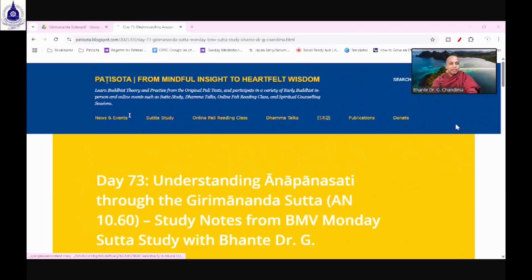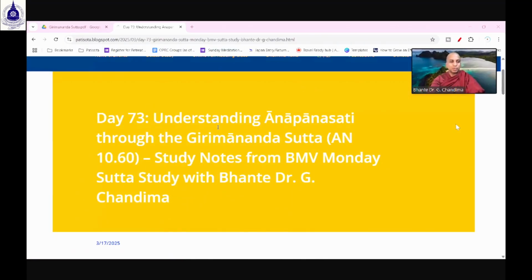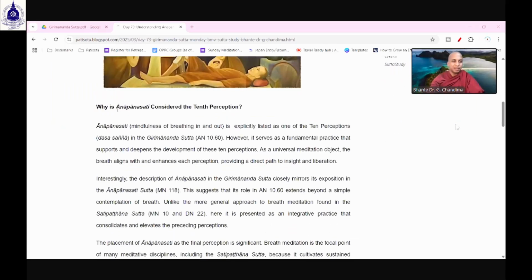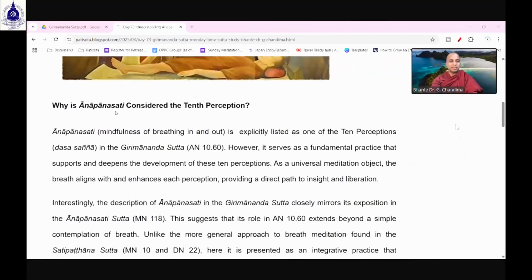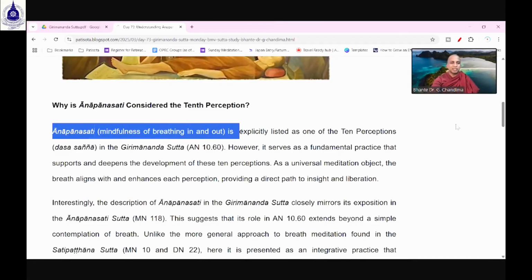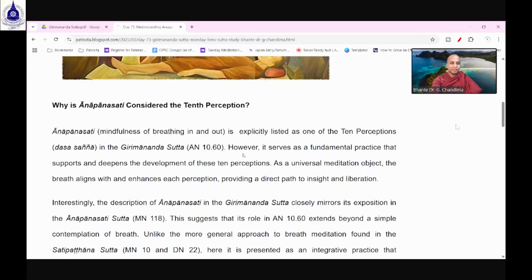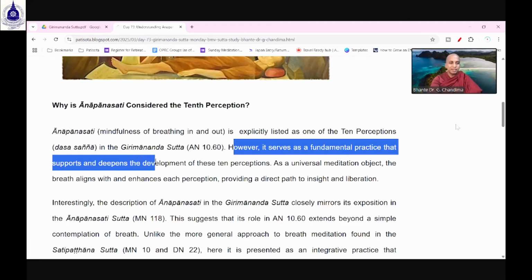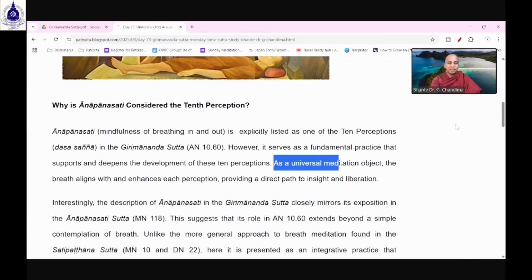Okay. Day 73, understanding Anapanasati through the Girimananda Sutta, which is the last sanya. Why is Anapanasati considered the 10th perception? Anapanasati, mindfulness of breathing in and out, is explicitly listed as one of the 10 perceptions in the Girimananda Sutta. However, it serves as a fundamental practice that supports and deepens the development of these 10 perceptions. And as a universal meditation object, the breath meditation aligns with and enhances each perception, providing a direct path to insight and liberation.